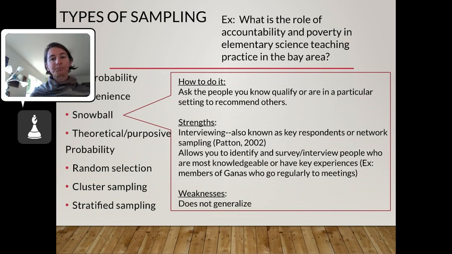But once again, this doesn't generalize. So you'll be getting this network of people who know each other, but maybe they all have one kind of experience. And what about the people who have a different kind of experience? You won't get a chance to talk to them. So there are strengths and weaknesses.